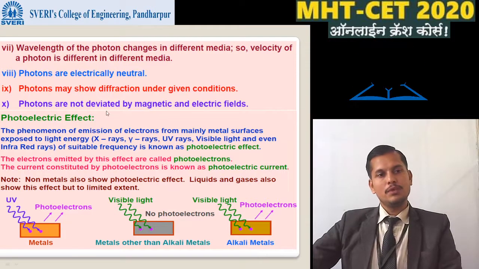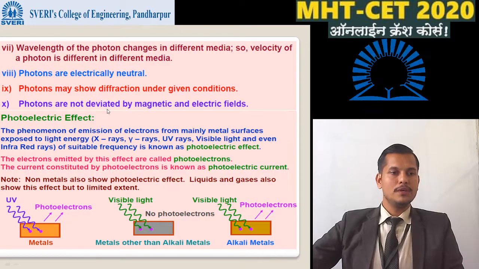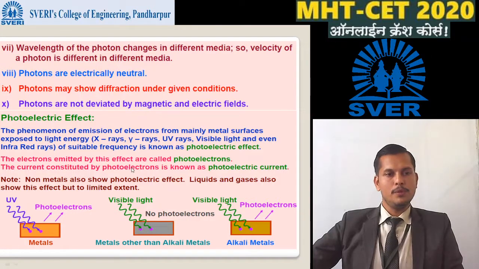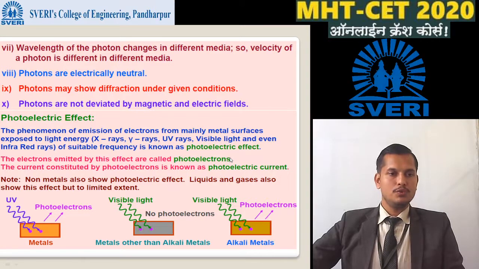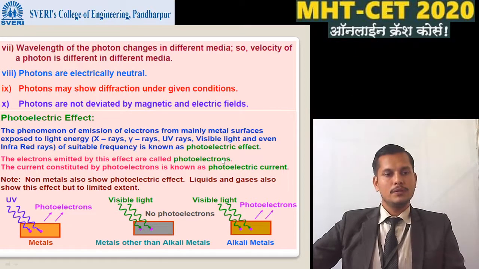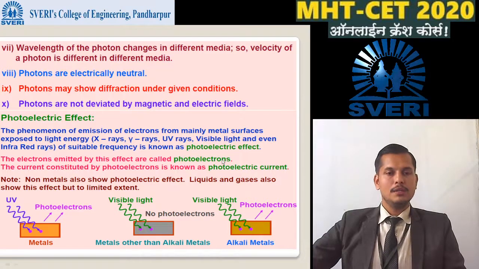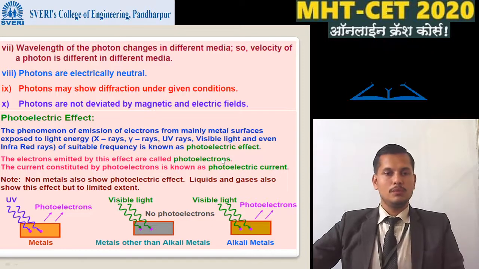So let us check this photoelectric effect. आपण आधी photons म्हणजे काय आणि photonsच्या प्रॉपर्टी चेक केल्या. आता आपण बघतोय की photoelectric effect म्हणजे काय. तर the phenomenon of emission of electrons. Electrons emit होत आहेत कशापासून? From mainly metal surfaces. Metal surface पासून जर आपण त्याला एक्सपोज केलं लाईट एनर्जीनं, मग ते वेगवेगळ्या प्रकारचे असेल, एक्स-रे असेल, गॅमा रेज असेल, अल्ट्राव्हायोलेट रेज असेल, तर त्या पर्टिक्युलर सुटेबल फ्रिक्वेन्सीला जर आपण एक्सपोज केलं लाईट एनर्जीला, तर आपल्याला जो इफेक्ट मिळतो तर त्याला आपण म्हणतो फोटोइलेक्ट्रिक इफेक्ट.